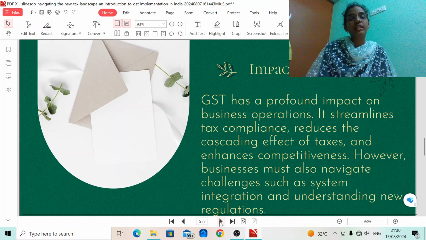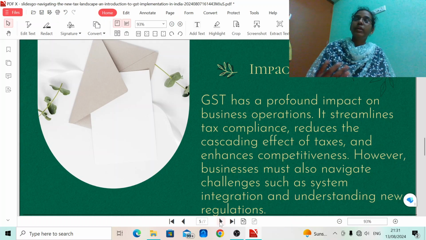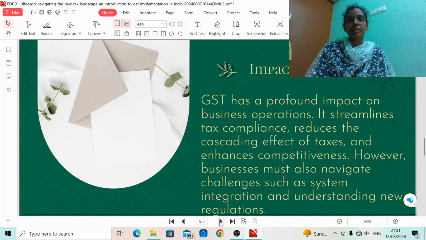So cascading effect is nothing but where the tax is being paid on tax. So what happens ultimately? The prices of the product would go up as we pay tax over tax again and again. So this is removed in GST. So we have this option of input tax credit where we claim the credit that we have already paid. All the taxes that are already paid can be claimed as credit. So here the tax burden would be lessened.